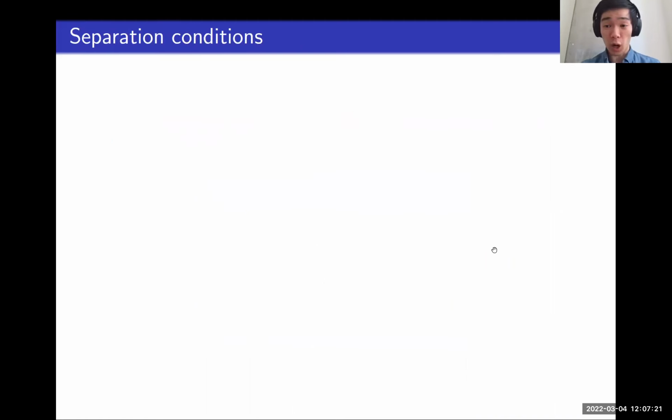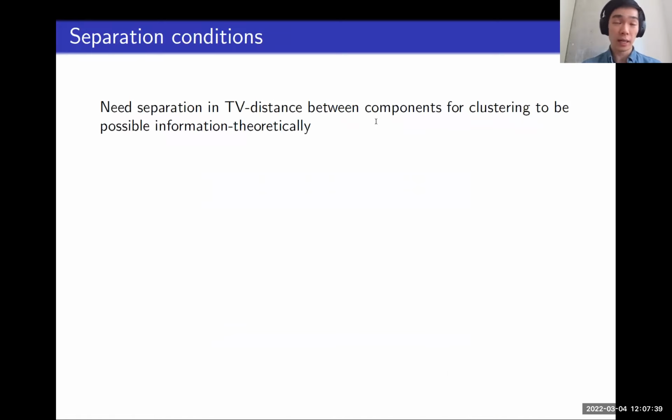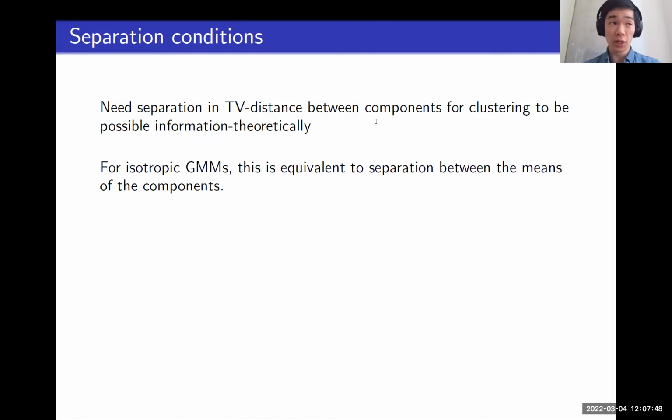So of course, for an arbitrary mixture of Gaussians, we cannot possibly hope to cluster, because if there are, say, 2 components that are highly overlapped, then there's nothing we can do, right? So we need some conditions in order to even hope to do clustering. So what are those conditions? Information theoretically, really the only condition that you need is that the components are TV separated. This means that for each sample, you can actually identify which component it's from, information theoretically.